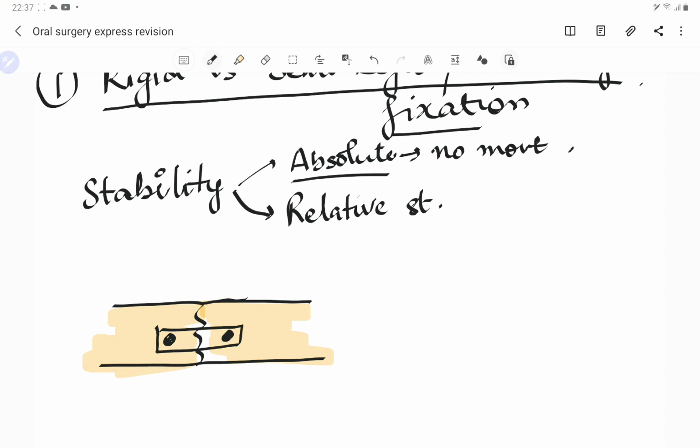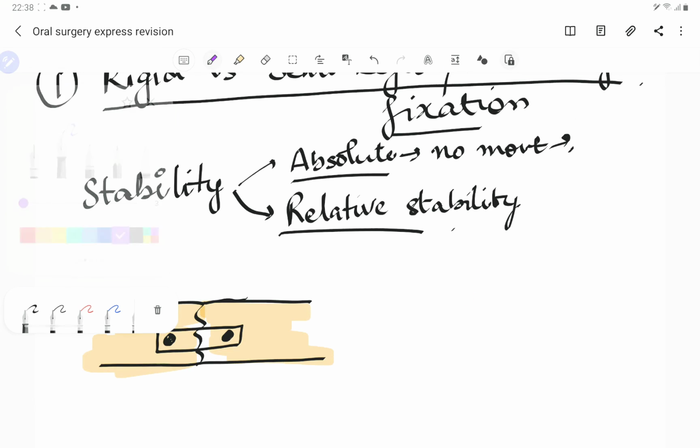It depends on what kind of fracture the person is having. So this is about the stability. Guys, if you are doing absolute stability, that is seen in rigid fixation. Rigid fixation is a kind of fixation wherein there is no mobility. So we can say that absolute stability we see in case of rigid.